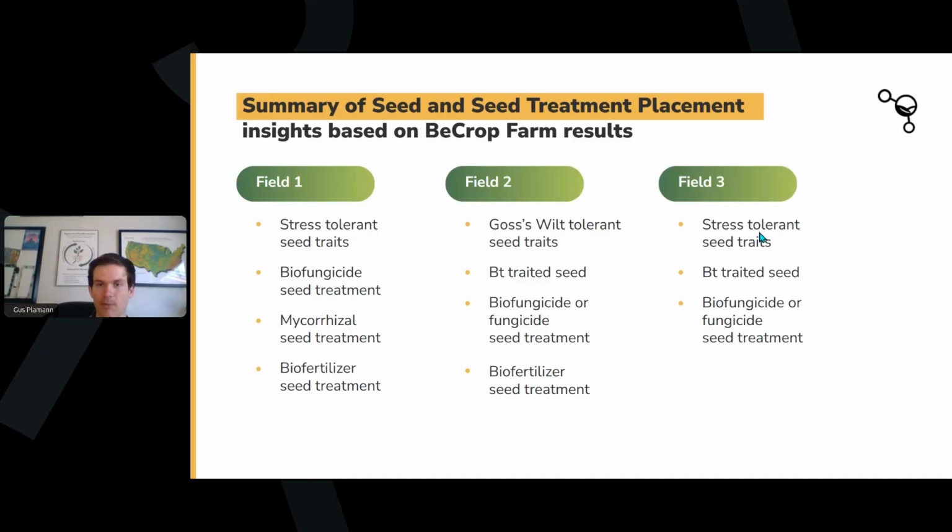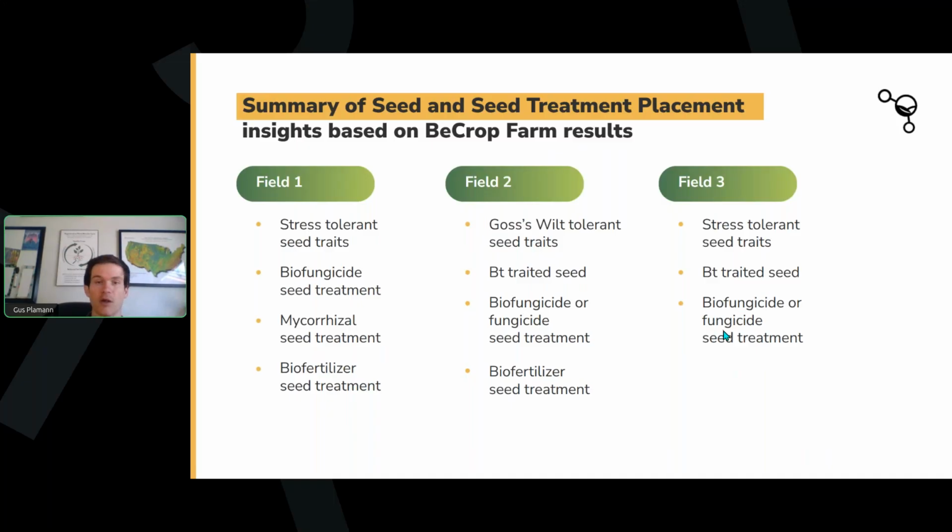And then field 3, stress tolerant seed trait, because it was a little lower there. BT trait seed to help deal with any insect pests, and then biofungicide or fungicide seed treatment. But again, I'm not going to go all the way back, but field 3 was the one that had fairly adequate phosphorus cycling. So biofertilizer that was recommended for or prioritized for field 1 and field 2, maybe not quite as much of a priority here. Maybe instead focus more on stress tolerance, insect resistance, and soil-borne pathogen resistance.